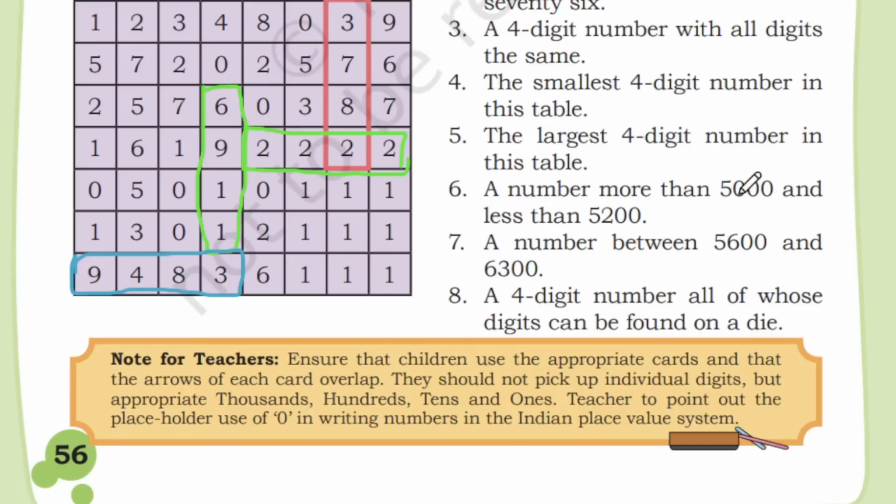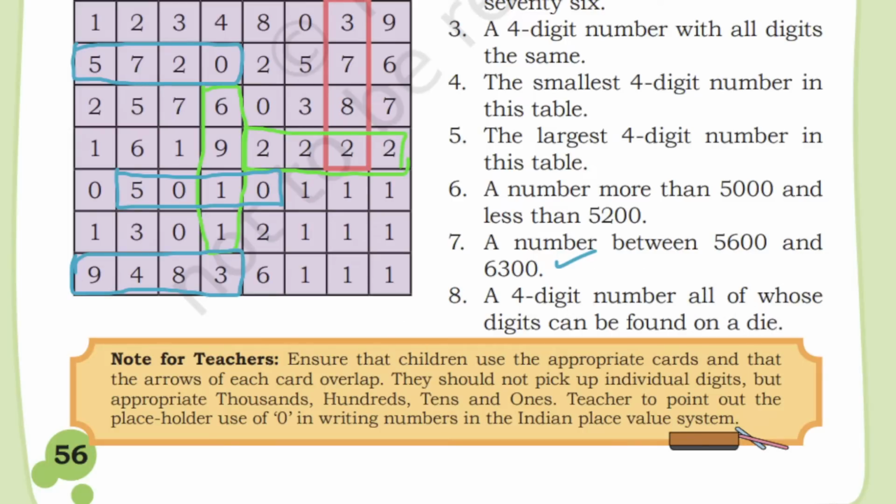Next, a number more than 5000 and less than 5200. So it should be greater than 5000. So here 5010, which is also less than 5200. A number between 5600 and 6300, so it should be greater than 5500. So between here, 5720, which is also less than 6300.